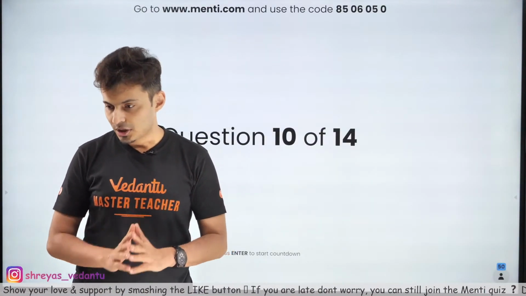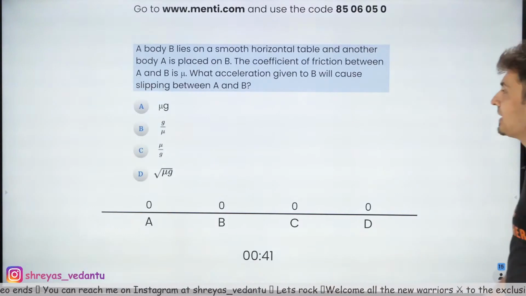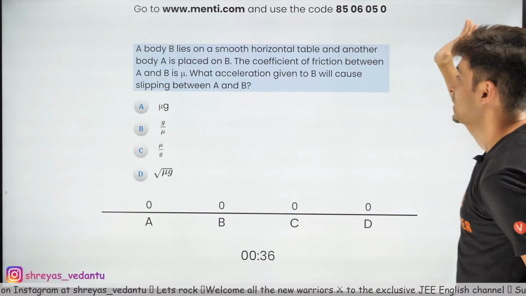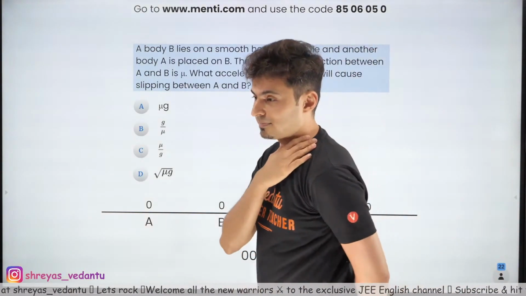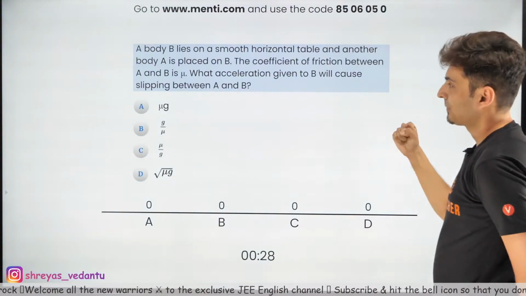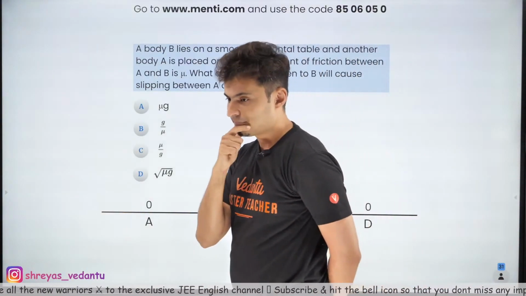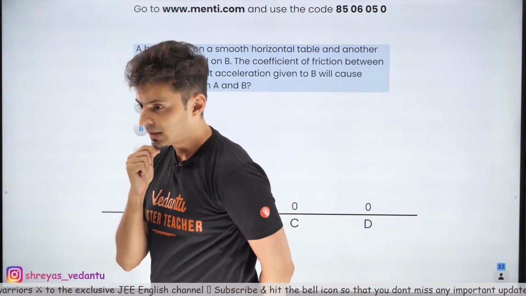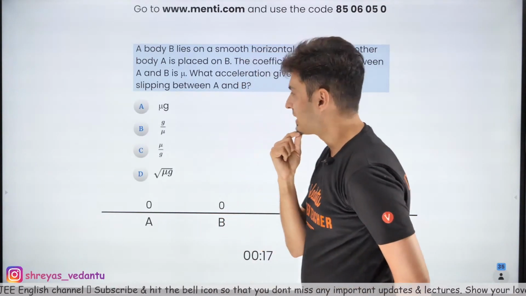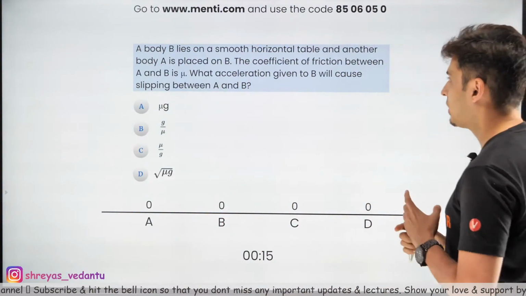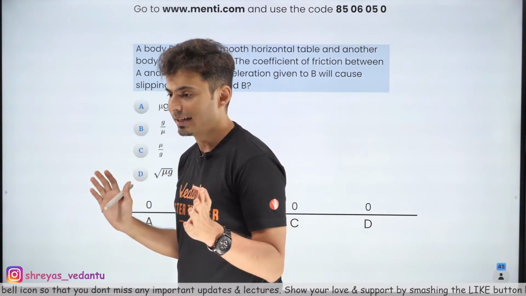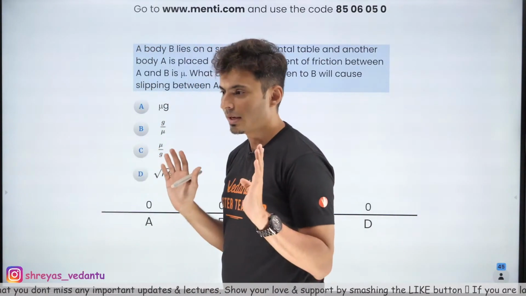Now the next question. There is a block which is kept on another block, and the coefficient of friction is only there between the two blocks. The question is, what can be the acceleration of the block below so that there will be no slipping between A and B? Okay, let's see how many of you can do this. A block kept on another block. If the lower block is pulled, what can be the maximum acceleration so that it does not slide?